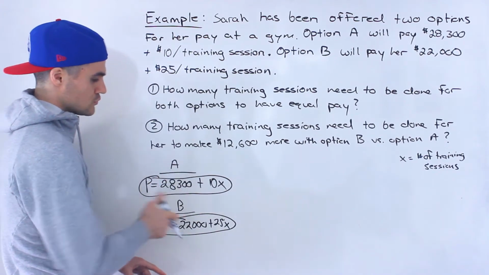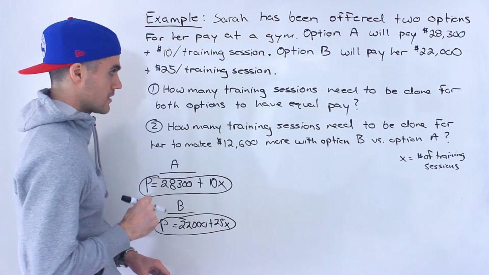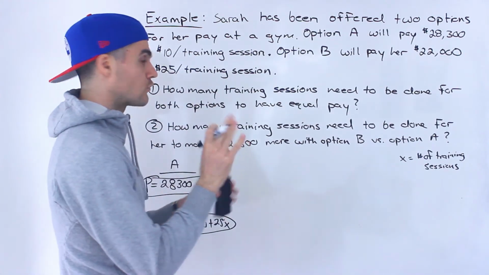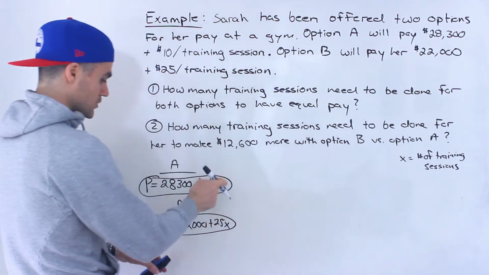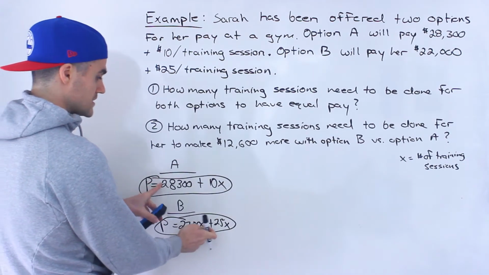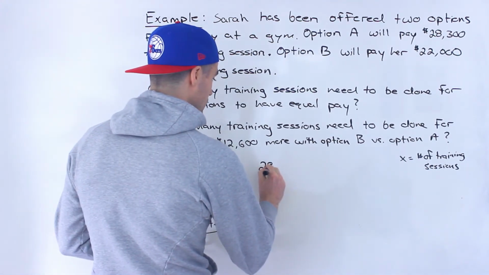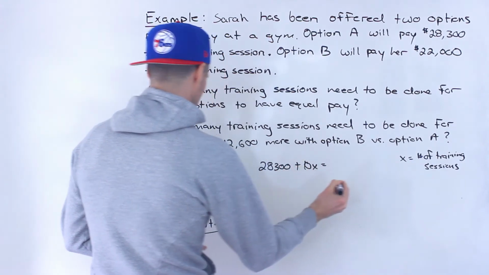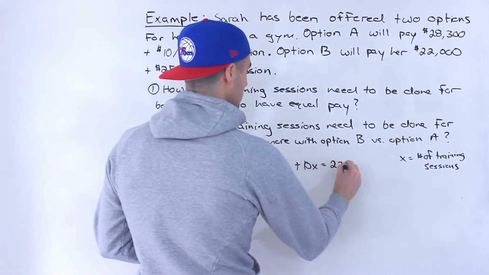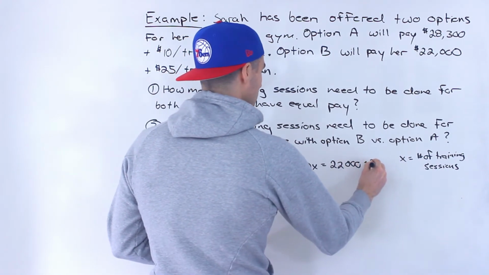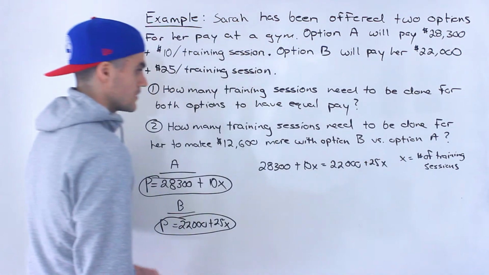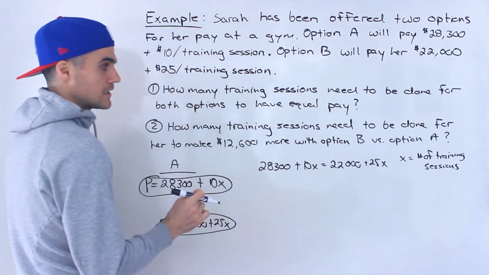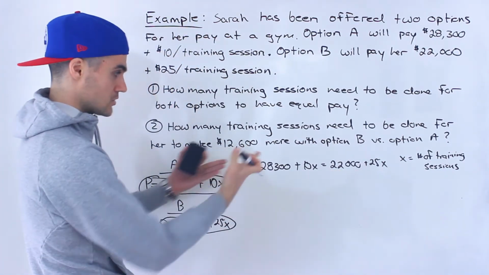Right, so those are the two functions for her pay, option A and then option B. So number one, how many training sessions need to be done for both options to have equal pay? So what you would do is find out when both of these are equal. So you could just say 28,300 plus 10x equals 22,000 plus 25x, like that. When are both pays going to be equal? How many training sessions have to be done? Notice we could just solve for x.